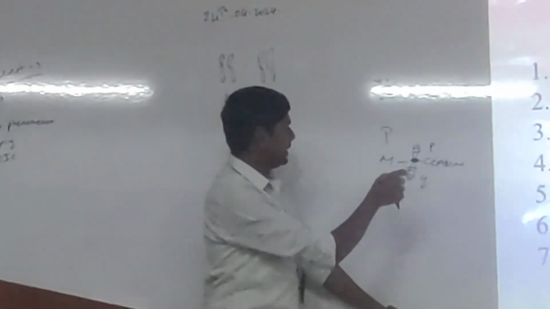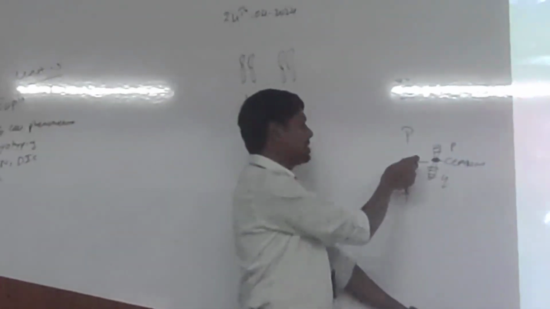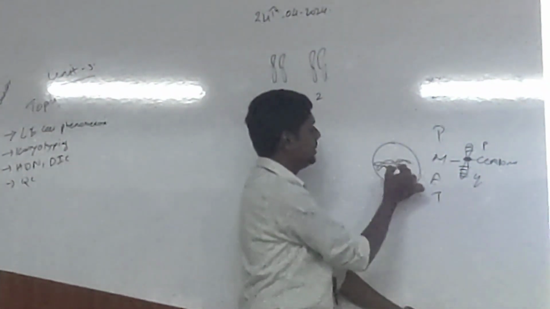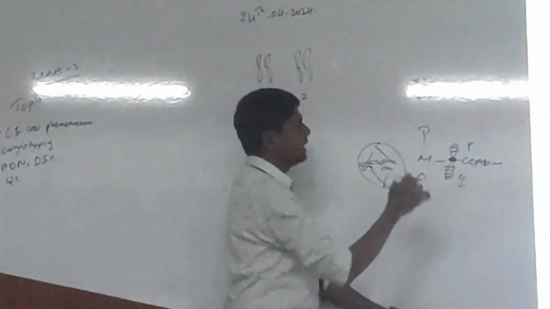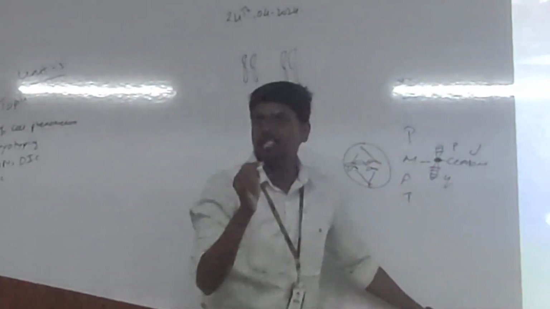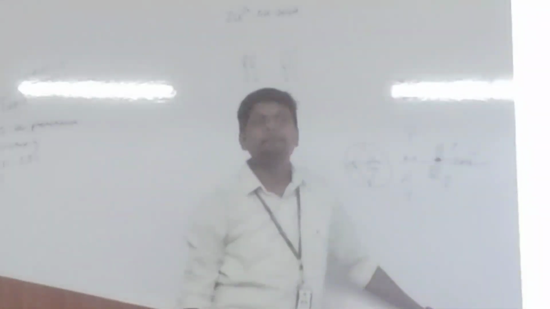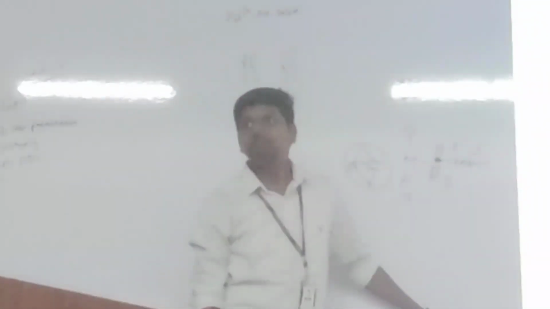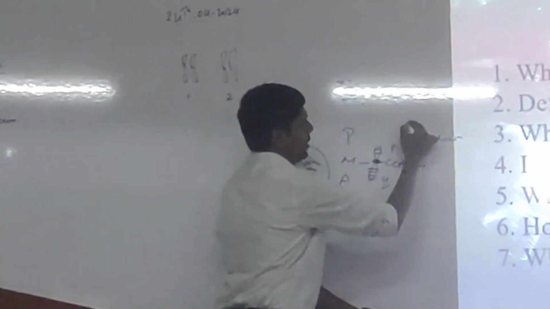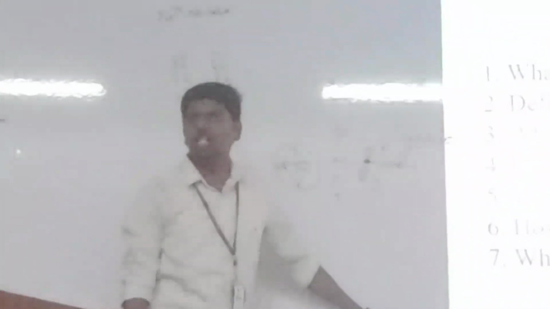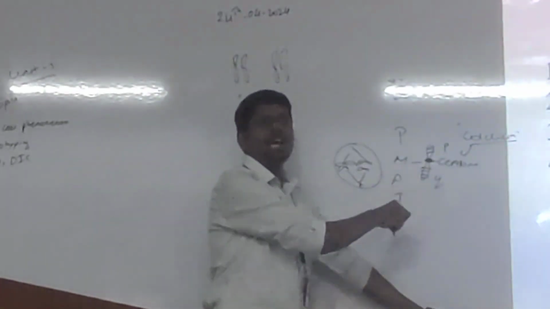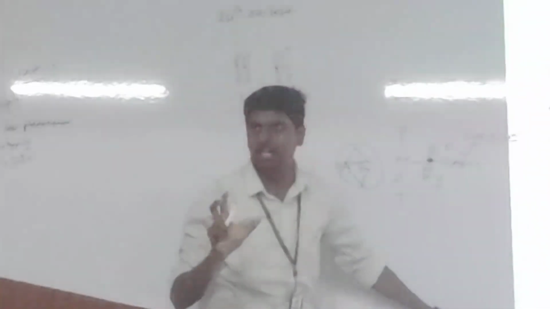To see this banding pattern, we usually arrest the cell division in the metaphase, where the chromosomes will be at the center of the cell, like this. We arrest here by using a chemical. What chemical do we use to arrest in the metaphase? We use a chemical called colchicine. Colchicine arrests the cell division, especially in the metaphase, for better visibility.